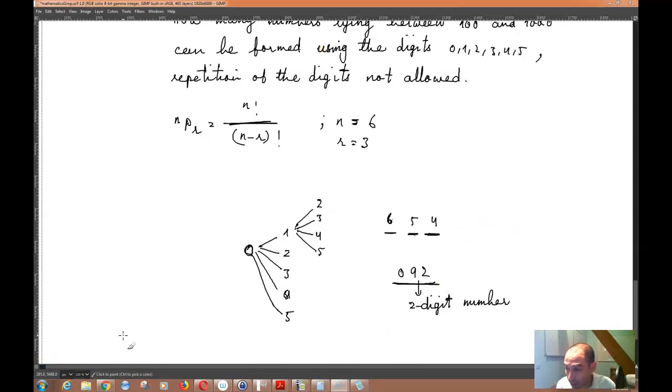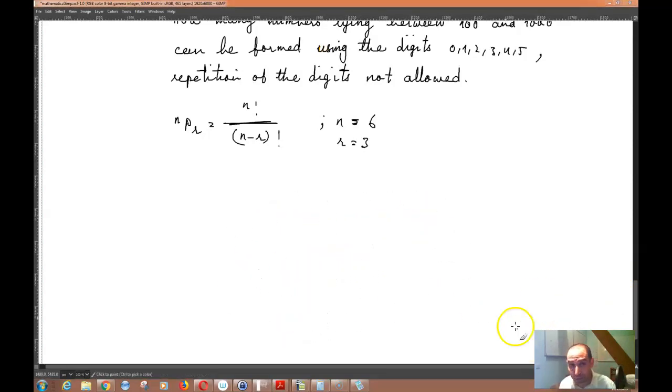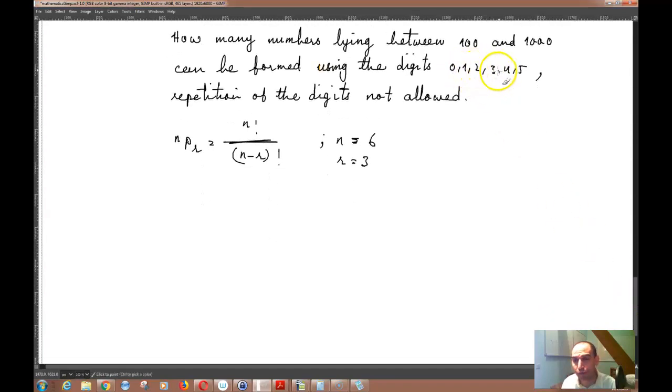Okay, so now there are actually two ways to think about how to take out these numbers. You see, the numbers are basically something like this, meaning that you have all of these digits: 0, 1, 2, 3, 4, 5, 6, which is 6 digits, right? So your n is equal to 6.